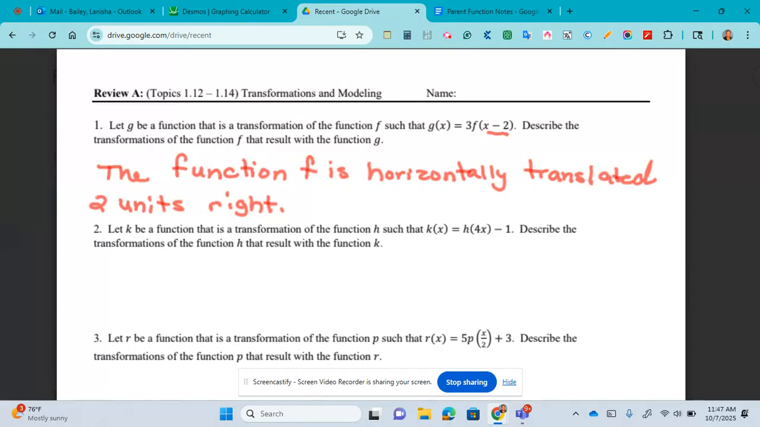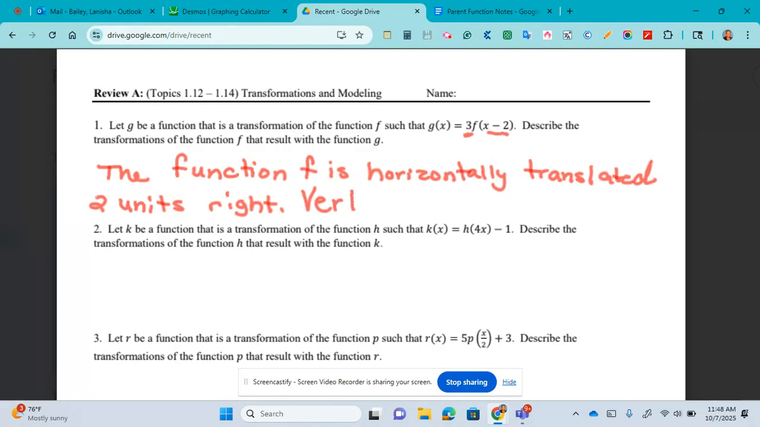Also, that 3, is that 3 in front of the x, or is it in front of the entire function? It is in front of the entire function. Does our y lie? No. So that is a vertical stretch by a factor of 3.